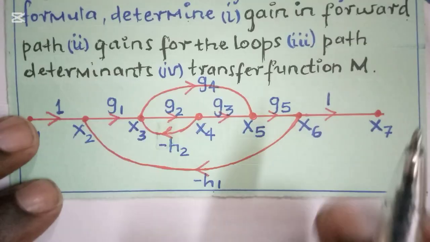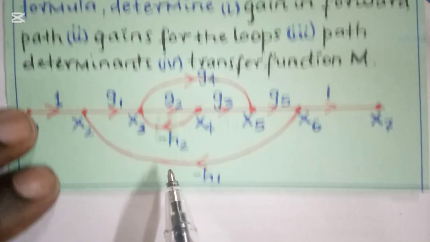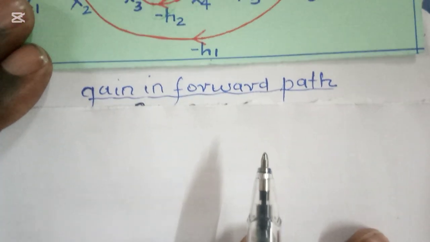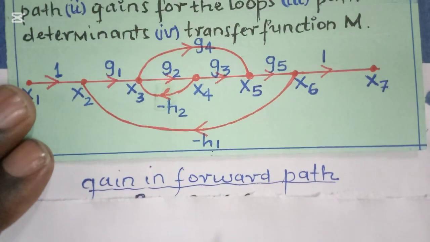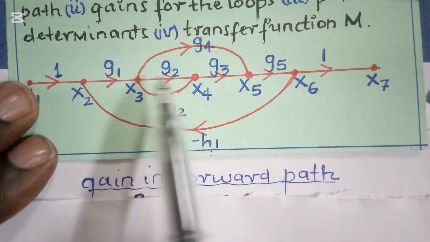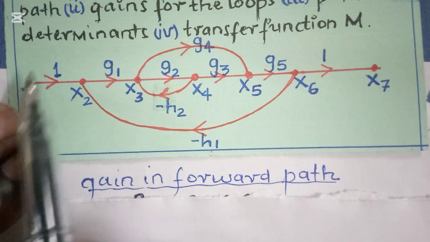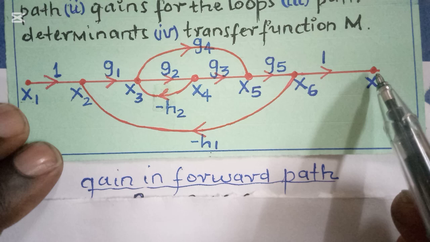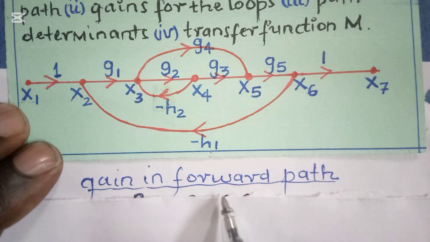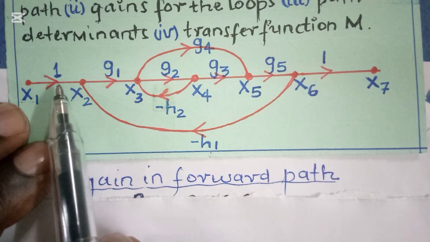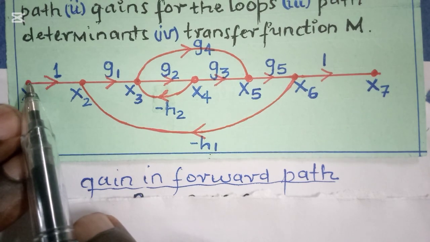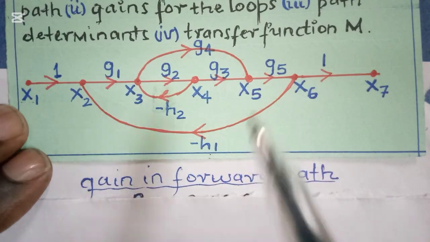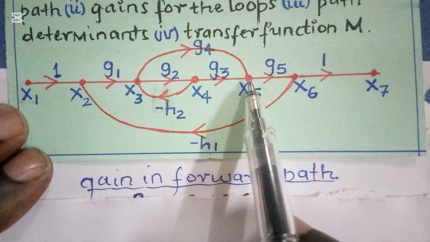Guys, I will not take away this paper because we shall be using it. So the first thing, guys, we are going to look at is what we call gain in forward path. For gain in forward path, we know this is the source node and we have here the sink node. So guys, when we talk of forward path, it is that path that moves from this source node to the sink node without traversing any node twice.